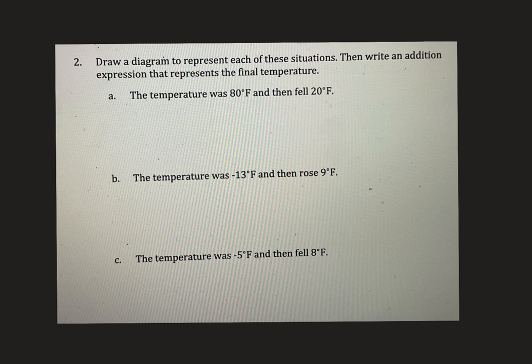All right, so for part A, the temperature was 80 degrees Fahrenheit, and then it fell 20 degrees. Since those are some big numbers, we could go by ones, but that would take forever. Even going by 2s and going by 5s would take forever. So I would recommend at least go by 10s. I'm going to go by 20s because 20 is going to hit both those numbers nicely. And I started making the negatives, but I realized this is all going to be in the positive zone. So let's just do the positives.